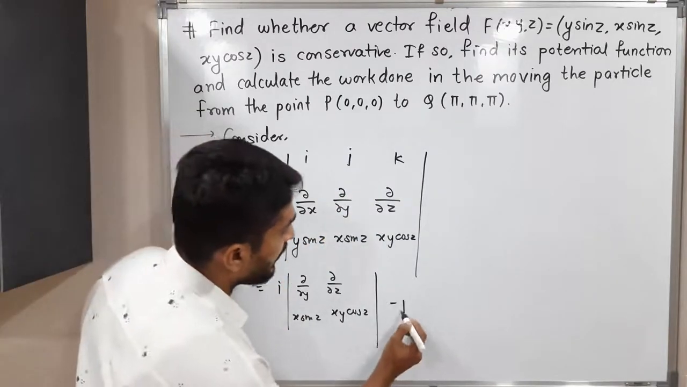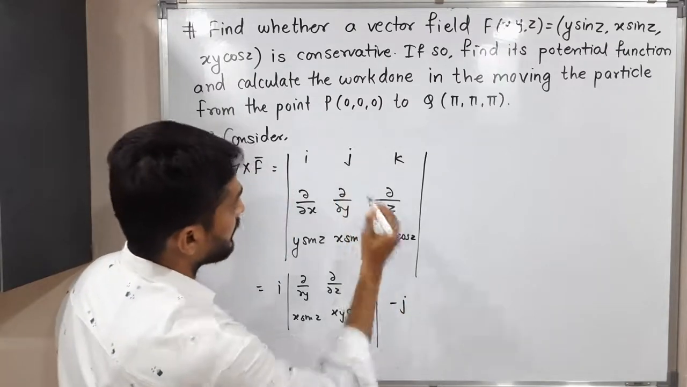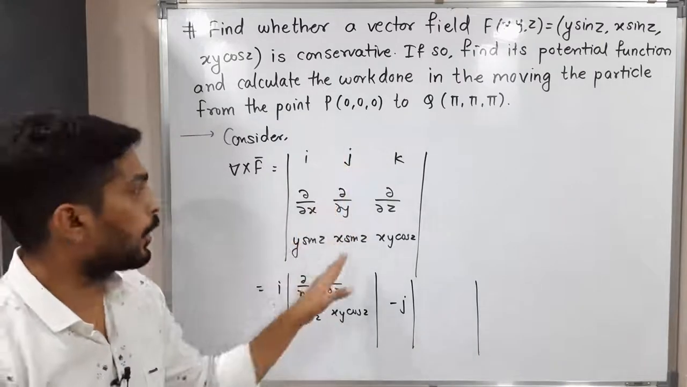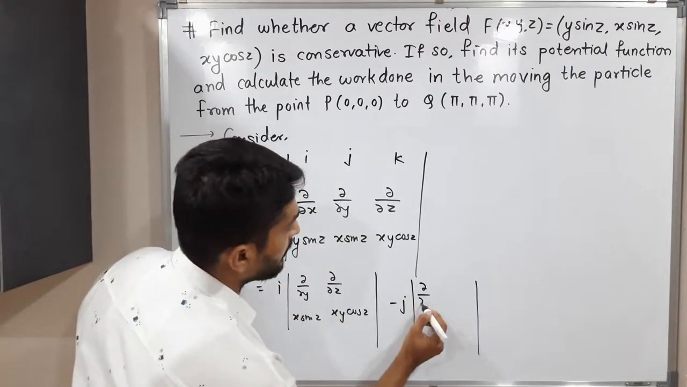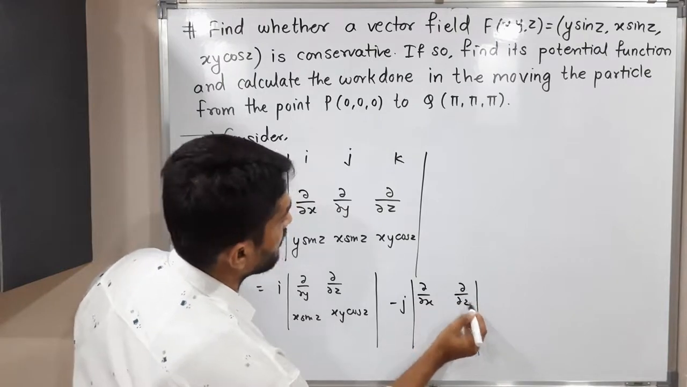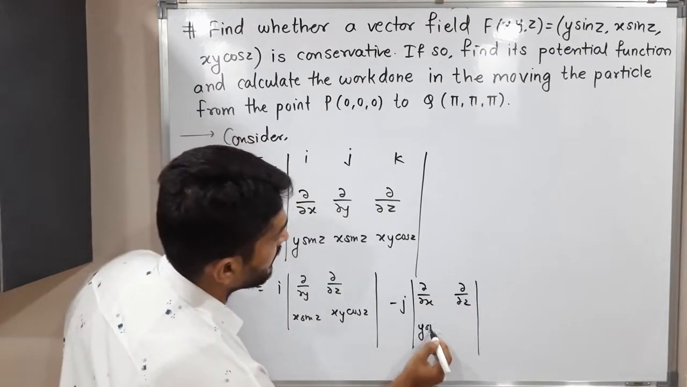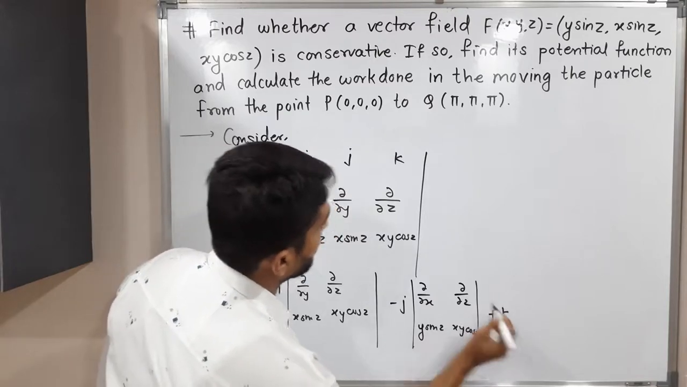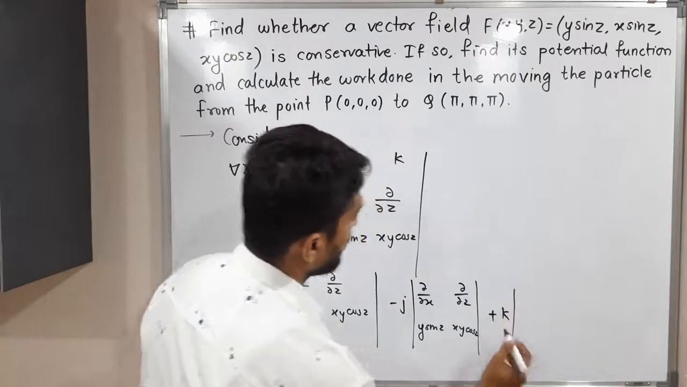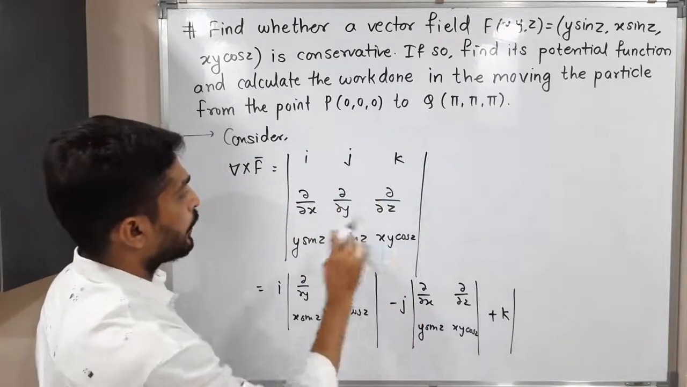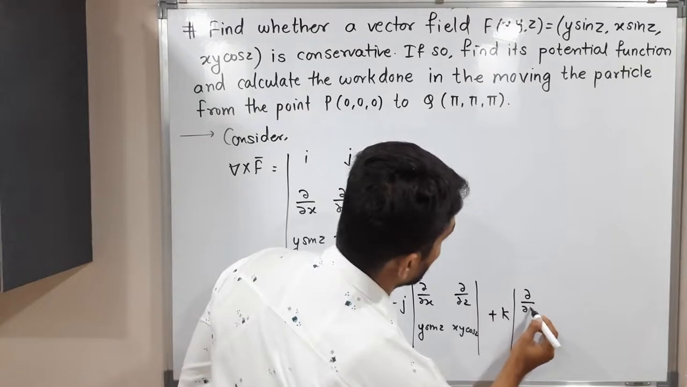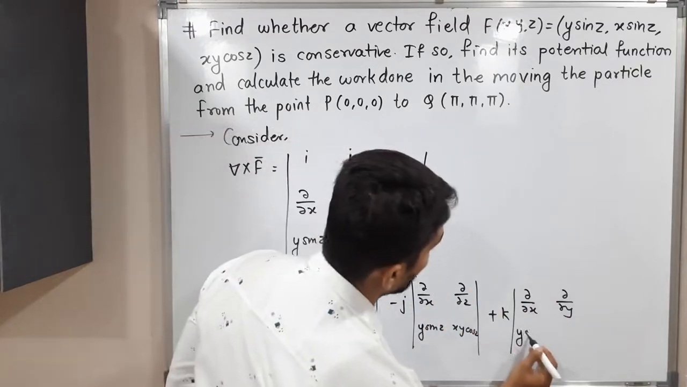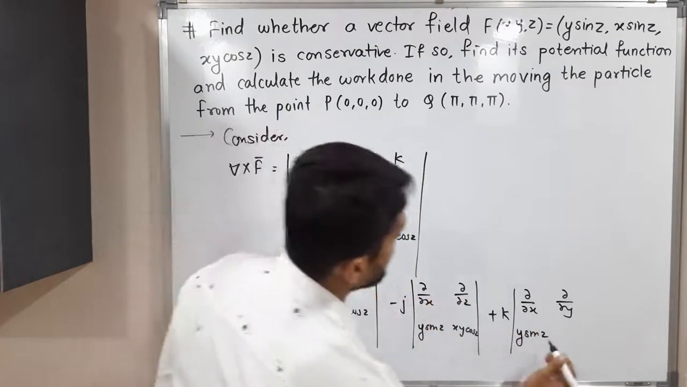After that, we write a minus sign. Next entry j: ignore the corresponding row and column. So we have ∂/∂x, ∂/∂z, and y sin z and xy cos z. Plus k, the last entry. Ignore the corresponding row and column, so we have ∂/∂x, ∂/∂y, and we have y sin z here and next one is x sin z.